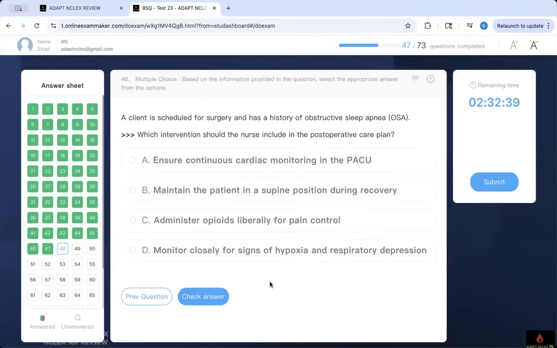What do you think? Which one will you do? What are you worried about in the patient with obstructive sleep apnea? Pause the video, pick your answer, and let me know.